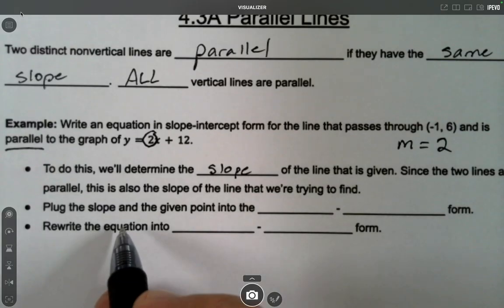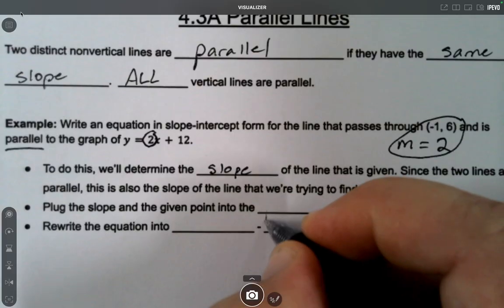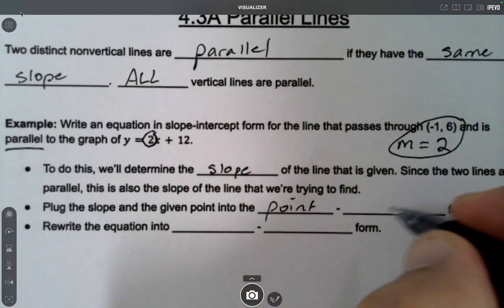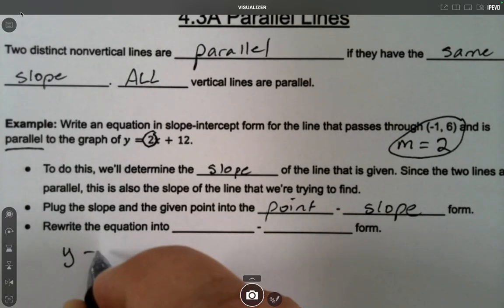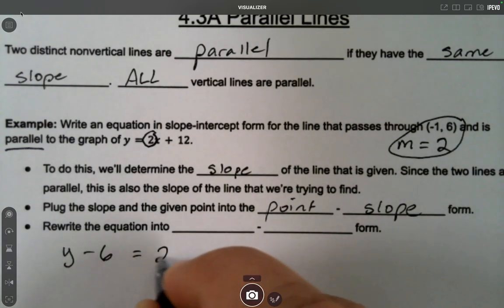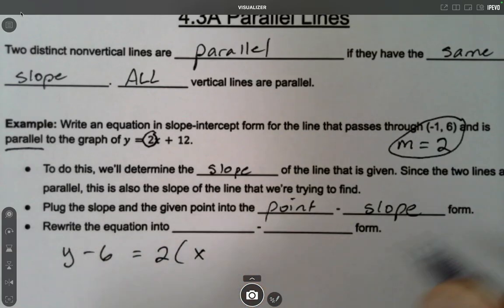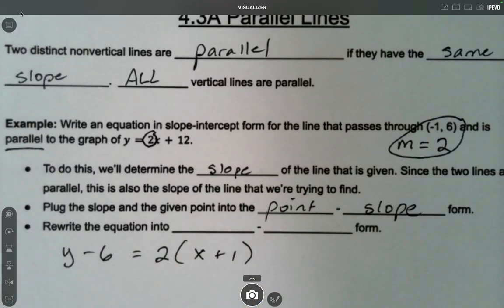So we'll then plug the slope and the given point into the point slope form, because we have a point and we have a slope. So let's go ahead and do that. I'll do y minus 6, because that's the y value, equals the slope times x minus -1, which is plus 1. So that's our point slope form.